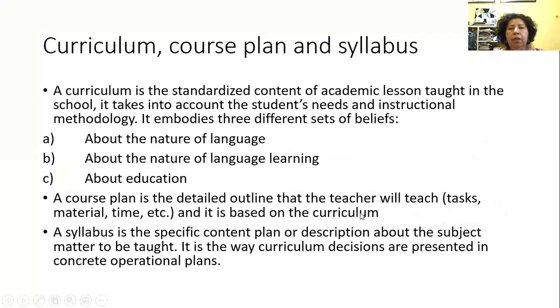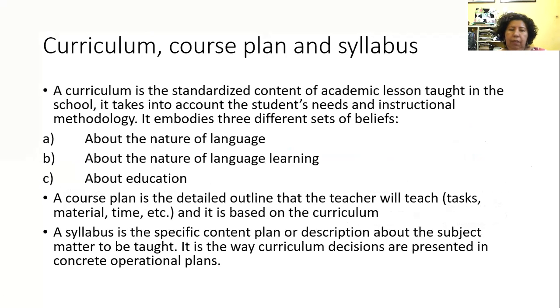Then, curriculum, course plan, and syllabus. A curriculum is the standardized content of academic lessons taught in the school. It takes into account the students' needs and instructional methodology. It embodies three different sets of beliefs about natural language learning and education.